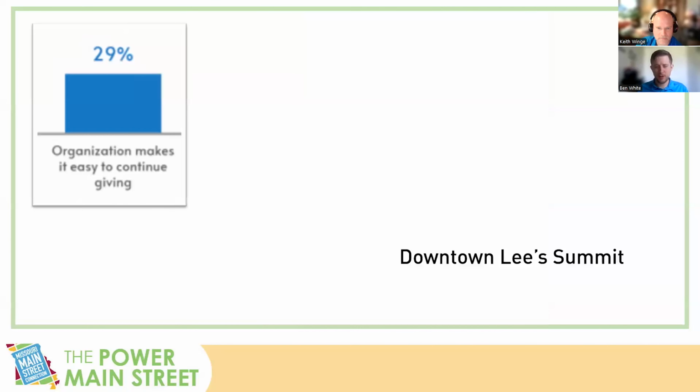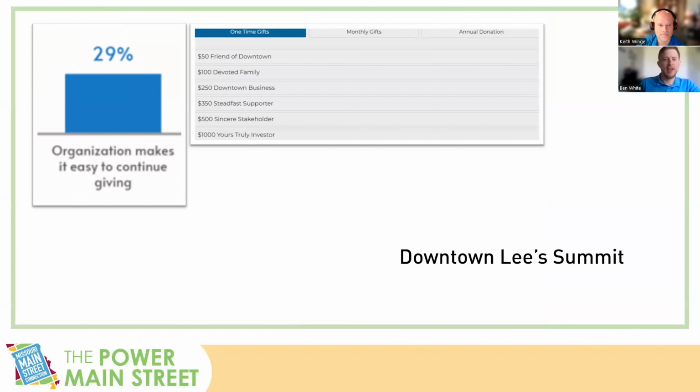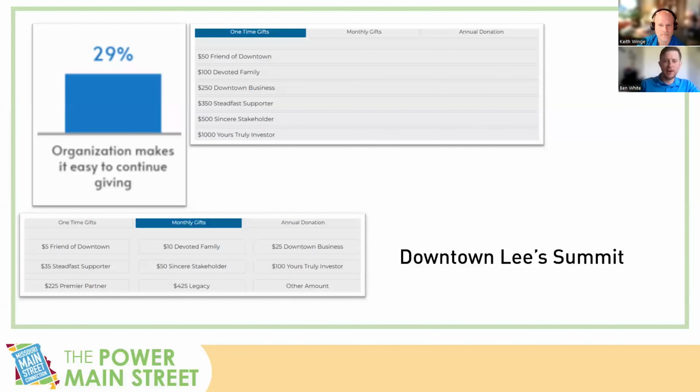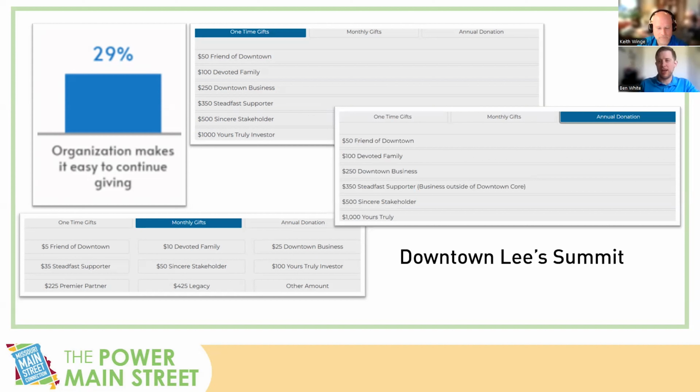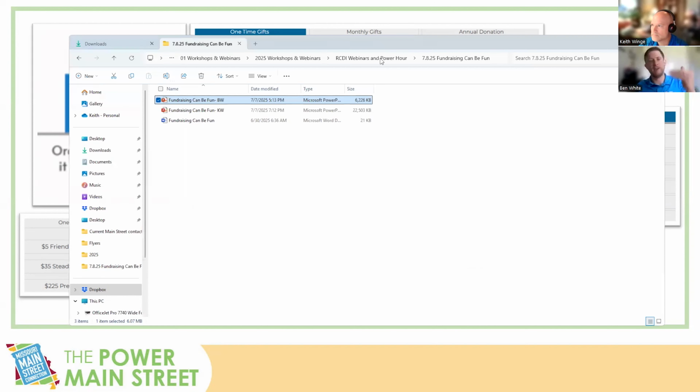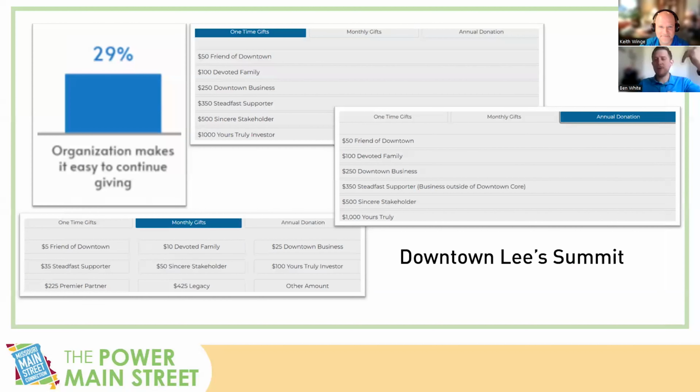We can go to the next one. And so 29%, this is number four from that list that I showed you, is that the organization makes it easy to continue giving. Keith talked about this a little bit earlier, but I wanted to bring in an example from Downtown Lee's Summit. This is actually from their website. They have different options to donate on their website. They have an option if you just want to give a one-time gift at certain levels, $50 all the way up to $1,000. Or a monthly gift, at a monthly rate of $5 up to $100 or $425, or another amount too.